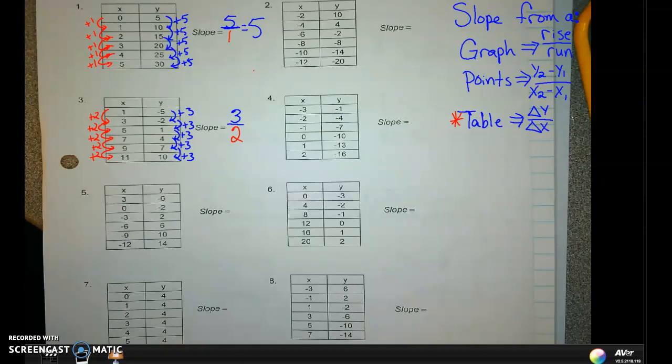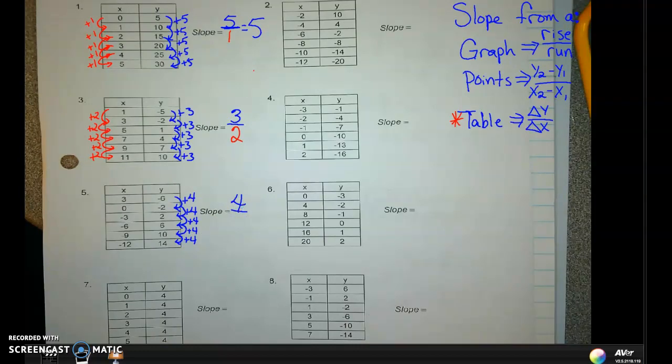Number 5. Change in y first. To go from negative 6 to negative 2 is plus 4. Negative 2 to 2 is plus 4. 2 to 6 is plus 4. 6 to 10 is plus 4. 10 to 14 is plus 4. So our change in y is 4.